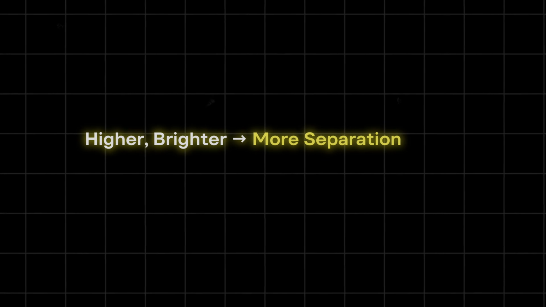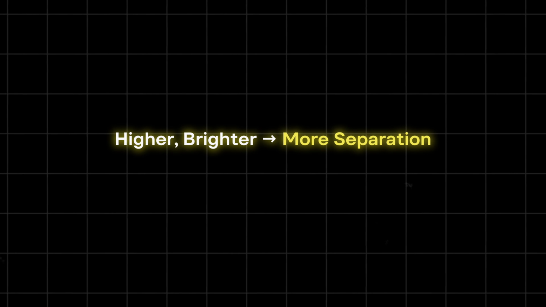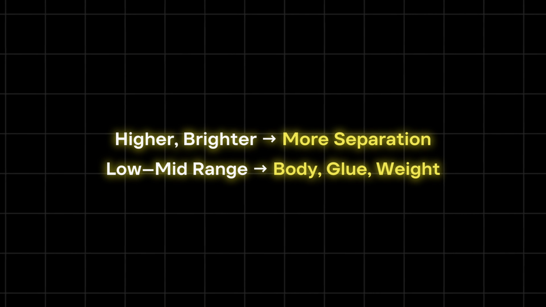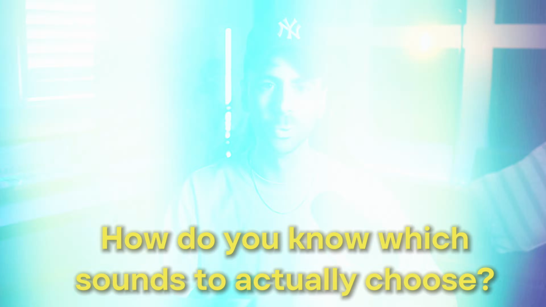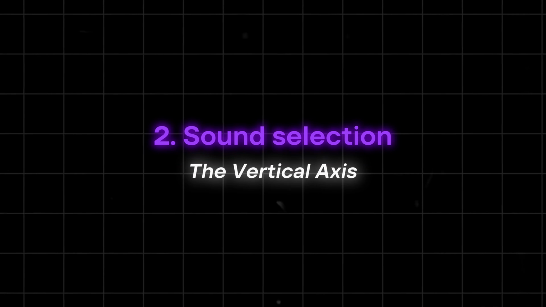And if the idea of contrasting colors feels just a little bit abstract, think of it like texture and octaves. Higher or brighter sounds will give you more separation, and low to mid-range sounds will give you that body, glue, and weight. But then you might be asking, how do you know which sounds to actually choose? So the second thing that I'm looking at is sound selection. And by role and utility, not just taste.